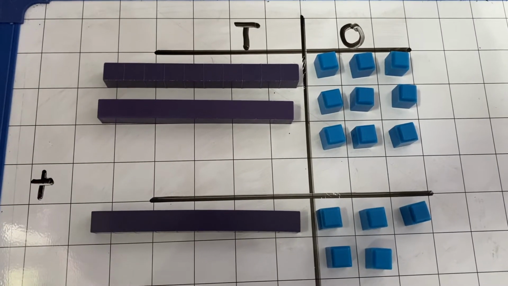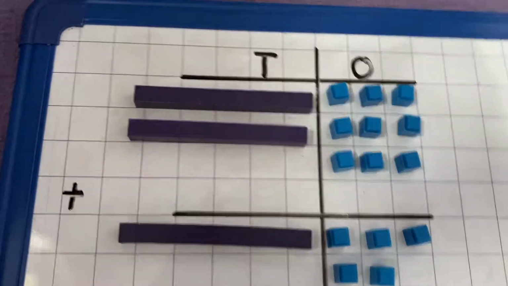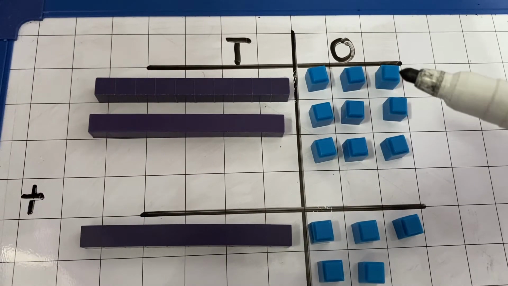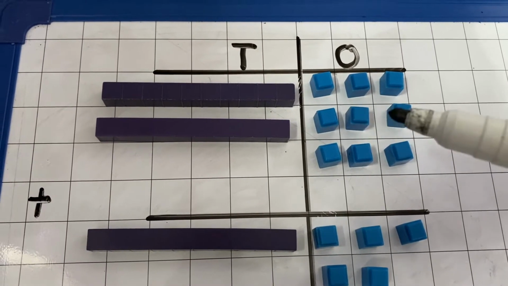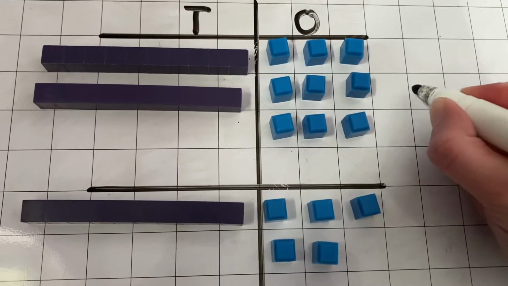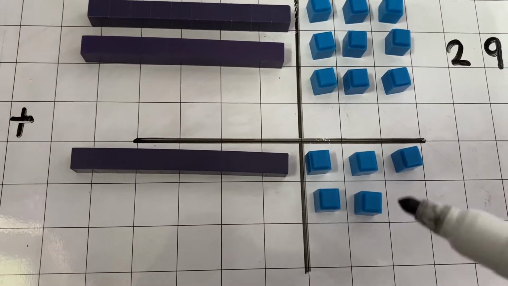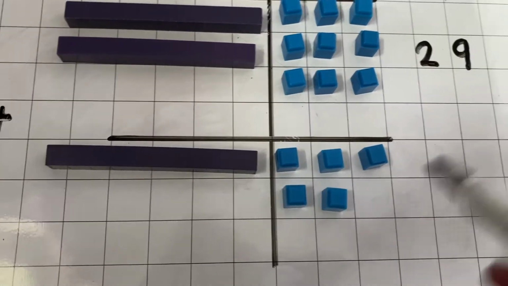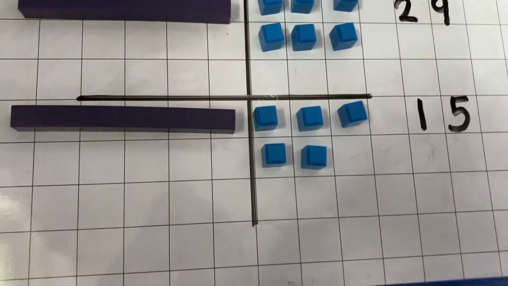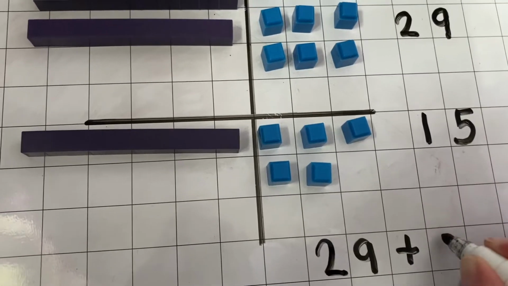There will be times within addition where children will need to regroup. For example, here we have 2 tens and 1, 2, 3, 4, 5, 6, 7, 8, 9 ones. Therefore, we have 29. Here we have 1 ten and 1, 2, 3, 4, 5 ones. Therefore, we have the number 15. Our question then, or number sentence, is 29 add 15.